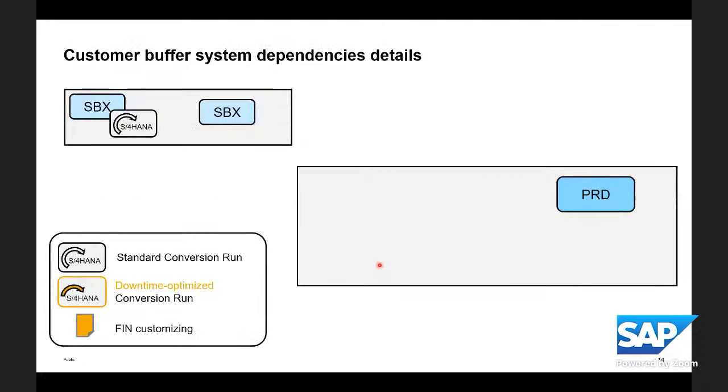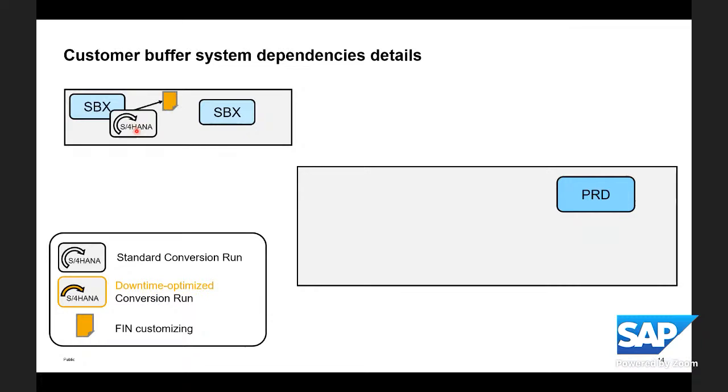Let's consider this overall customer buffer system dependencies. So the goal is to use downtime optimized conversion on the productive system. Before you start this, of course, you do test runs. That means you have a sandbox, you start a standard conversion. Let's have a look at the legend here. This gray box is a standard conversion run. So on the sandbox, you do a standard conversion run.